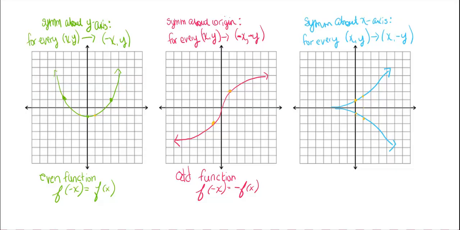Okay? And then you've got functions that are neither one. If it's symmetric about the x-axis, it is symmetric, but it's not a function, so it can't be either even or odd. Or if you've got a function that looks like this right here.